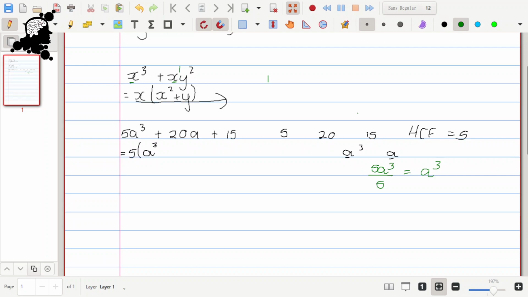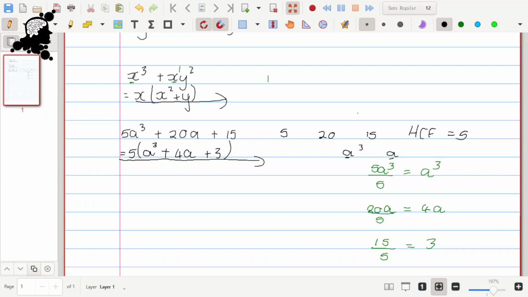Next, I take the second term, which is 20a, divided by my highest common factor of 5, and this is going to give me just 4a. There we are. Let's add the 4a there. Lastly, I take the last term, which is 15, and I divide it by my highest common factor. This is going to give me 3. So let's put the positive 3 there, and we have answered the question.